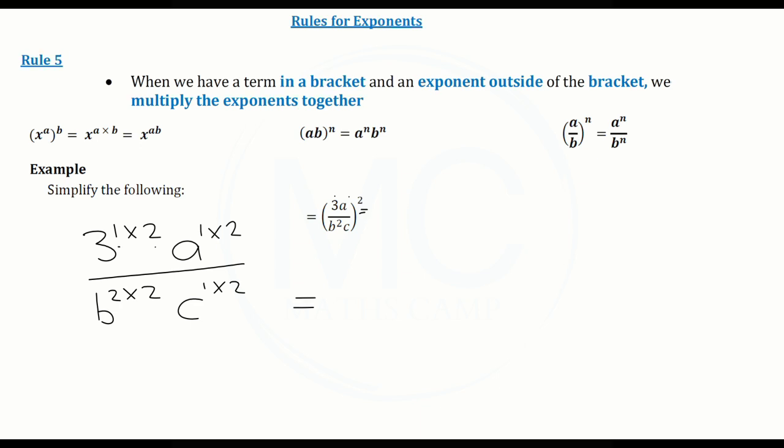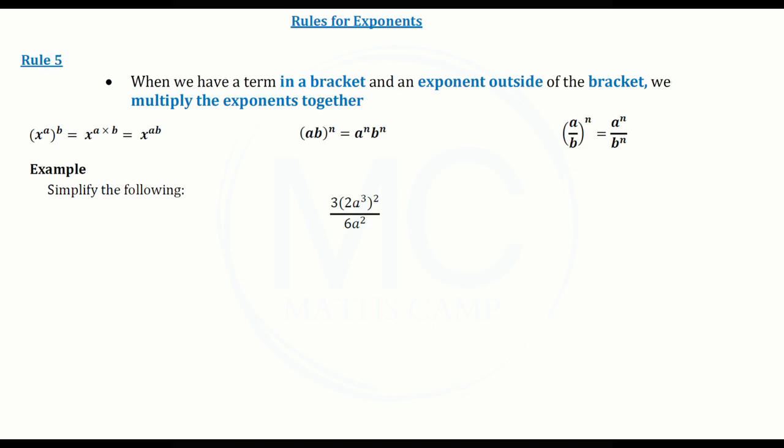1 multiplied by 2 is 2, so we get 3 squared. 3 squared is actually 9. 1 multiplied by 2 is 2, so we get a squared all over. 2 multiplied by 2 is 4, so we get b to the power of 4. And 1 multiplied by 2 is 2, so we get c to the power of 2.